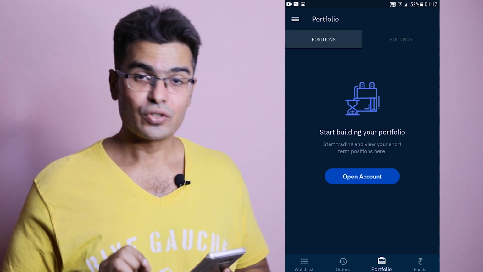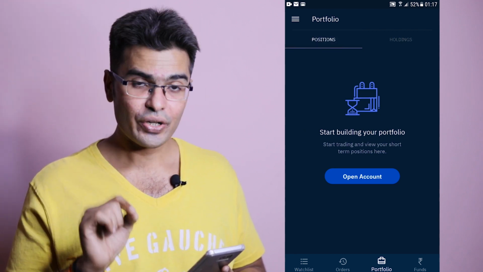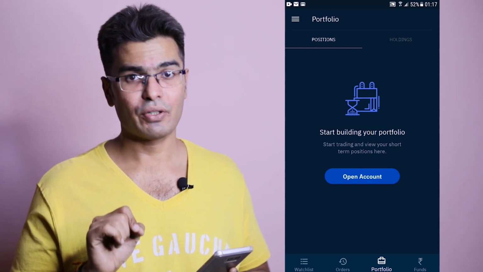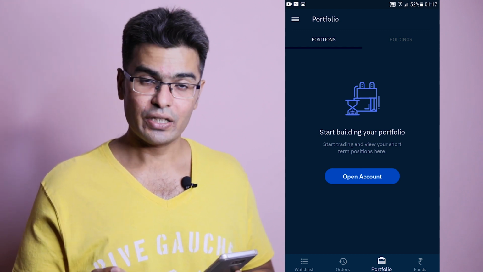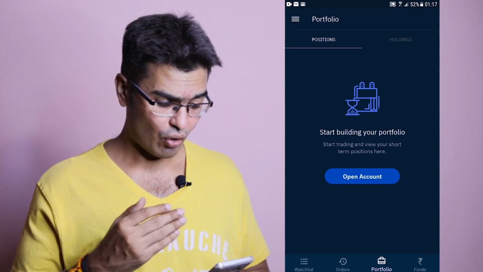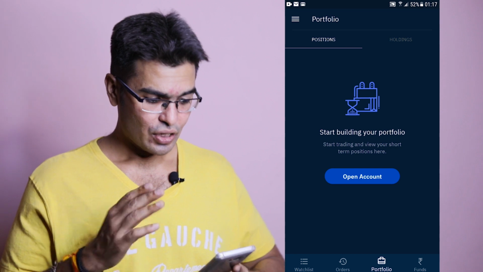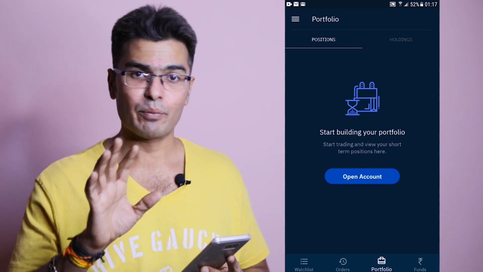Positions refer to all those stocks which we have taken or traded on that particular day. Whatever stocks you have traded on this particular day, whether it is equity, futures or options, all that can be seen in the positions section. So this is for intraday purposes. This is what refers to your entire portfolio.